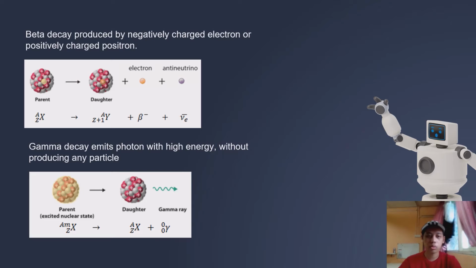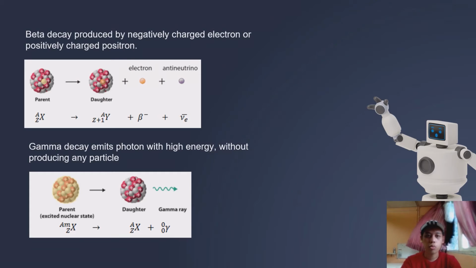And next we're going to the gamma decay. So gamma decay emits a photon with high energy without producing any particles. Like we can see from this diagram, you can see the parent, the excited nucleus state, it's decaying, produces the daughter, but there's no other particle except the gamma ray. So that was gamma decay.